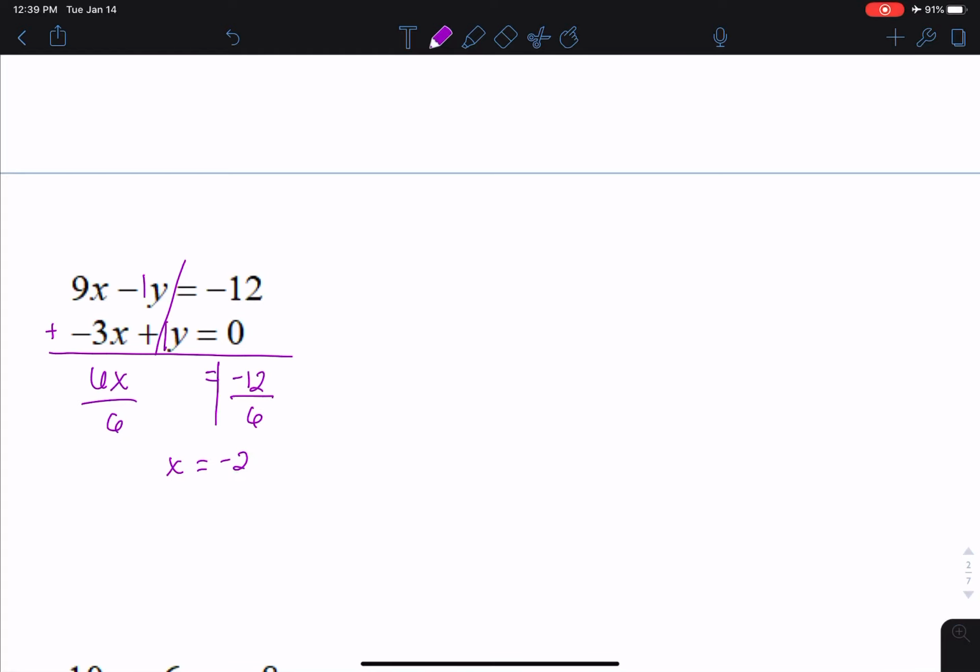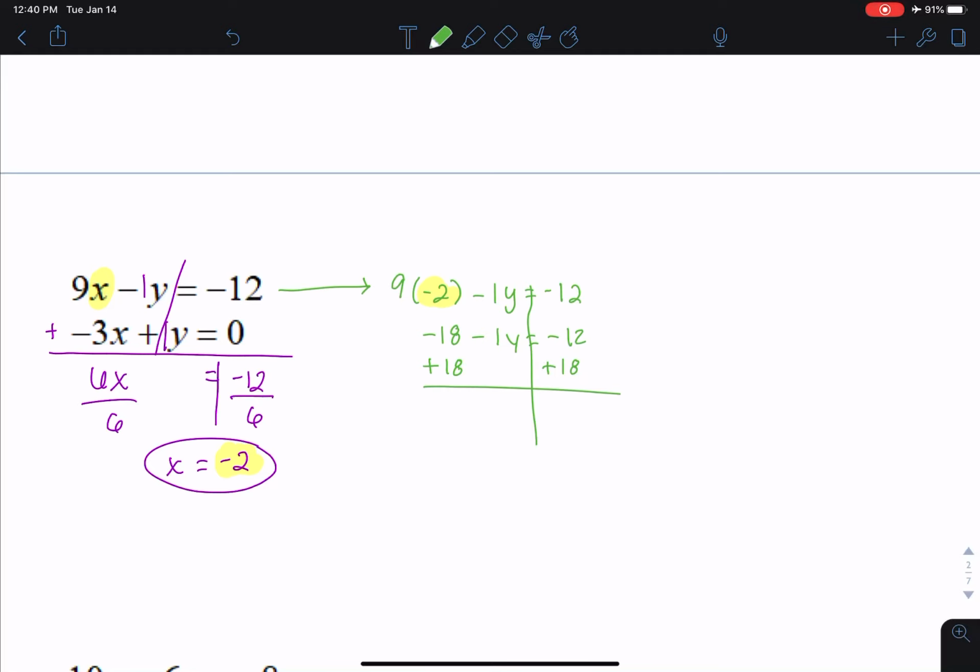X equals negative 2. Now we're going to take negative 2 and put it into this top equation. So when I rewrite that, I have 9, instead of x, I'm using negative 2, minus 1y equals negative 12. 9 times negative 2 is negative 18, minus 1y equals negative 12, plus 18. So negative 1y equals 6, divide by negative 1, y equals negative 6.